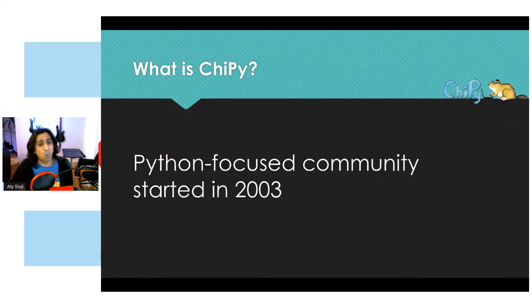So you're probably wondering, what is Chicago Python? We are a Python-focused community that started back in 2003. It was really started as a bunch of folks meeting once a month to talk about Python, maybe meeting in a conference room, meeting in the back of a bar. And we've grown to become one of the largest Python communities in the world. We have around 6,000 members, and every month, we hold 4 to 6 events.